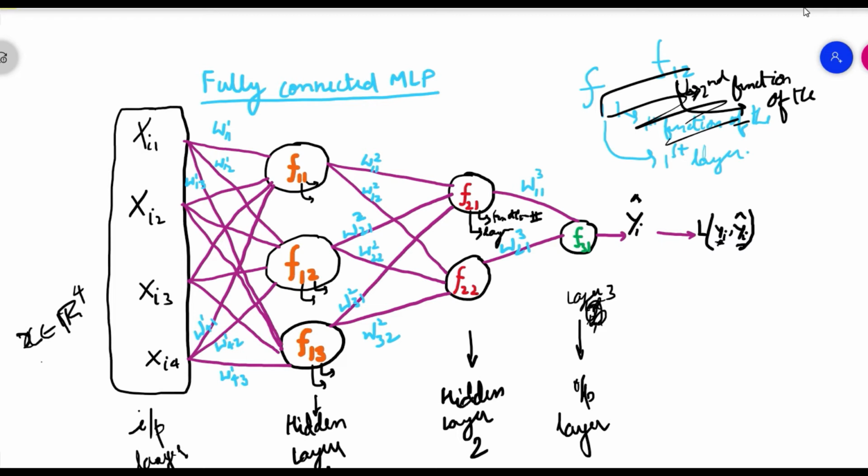Okay, second function of second layer. This is the first function of the third layer. This is basically your layer. This is the function sequence of that layer. So this is how the functions are numbered.